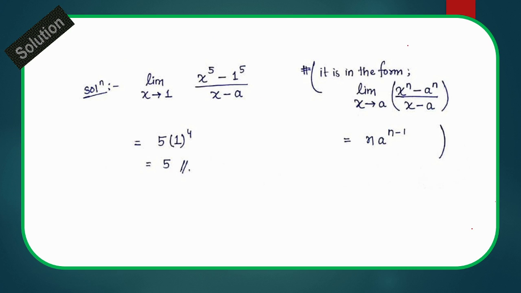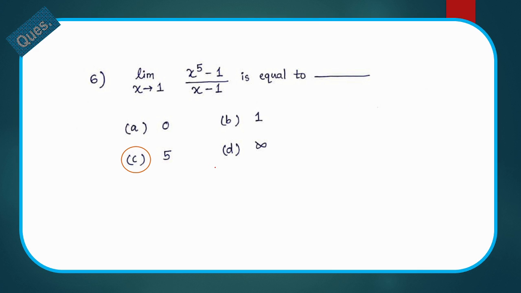So we have seen the standard result. From the standard results, limit x tends to a, x to the power n minus a to the power n divided by x minus a is nothing but n into a to the power n minus 1. So what is n here? Here n is 5 and a is 1. So if we put this formula here, we will get 5 into 1 to the power 4 and finally you will get 5. So 5 is the answer. So here C option is the correct option.